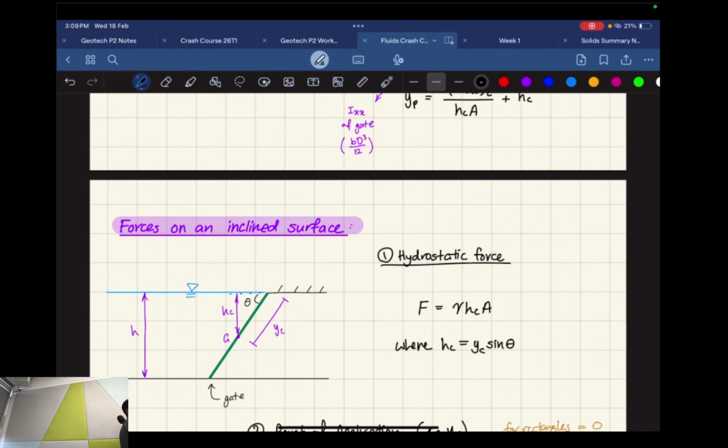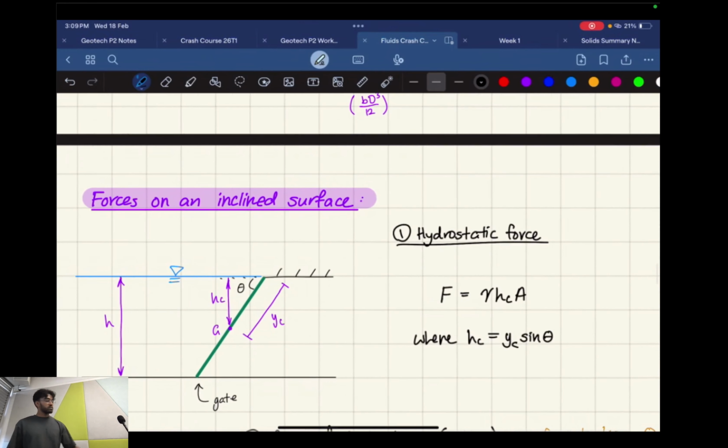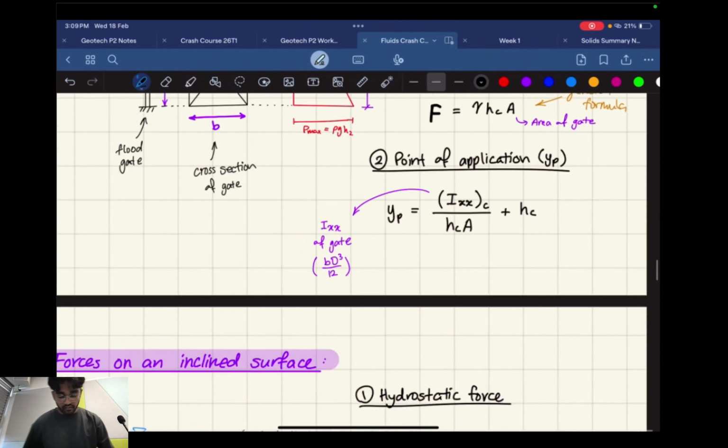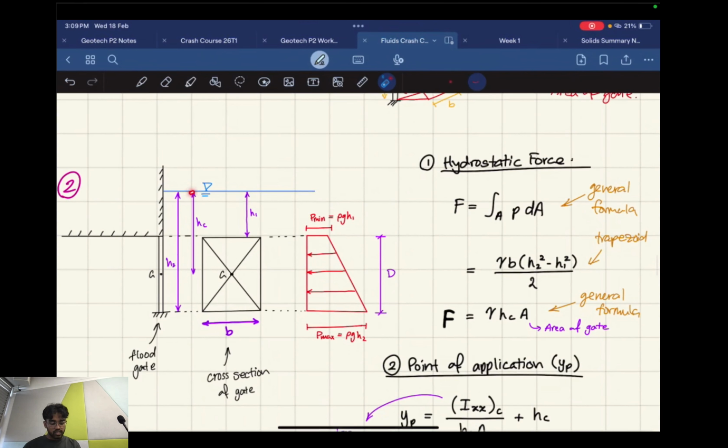And that's your gate. It's an inclined plane. However, the formula doesn't actually change. It's exactly the same. The only thing that changes is your HC. It requires a bit of geometry to understand. HC, as we said earlier, is the height to the centroid of the gate. So if I go up here, it's the height from the water table to the centroid of the gate.